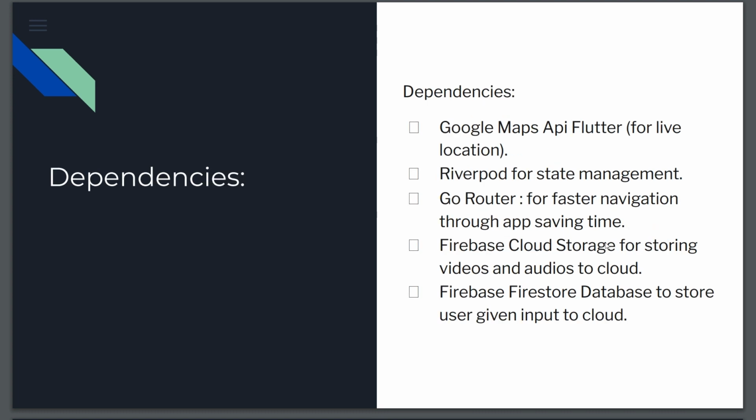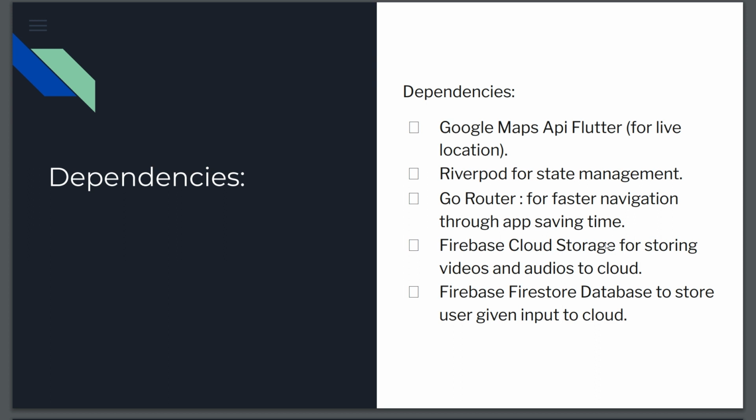The dependencies we are using include the Google Maps API, as without it we cannot generate or send the live user location. Next is Riverpod for state management. In simple words, Riverpod is used to make our app faster. GoRouter is for faster navigation through the app. We know this is a critical situation and we don't want to compromise, so we are using a separate, very good package, GoRouter, to navigate quickly through our app.